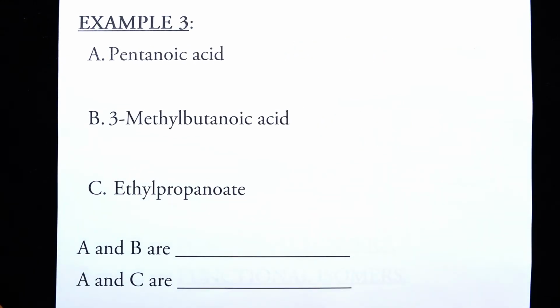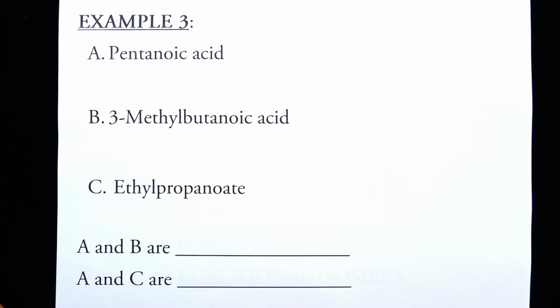We are going to look at another example using molecules with 5 carbons. Again, pentanoic acid, 3-methylbutanoic acid, and ethyl propanoate. Pause the video, draw your structures, and answer the 2 questions at the bottom.